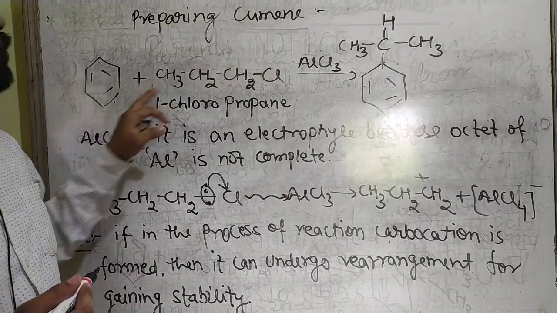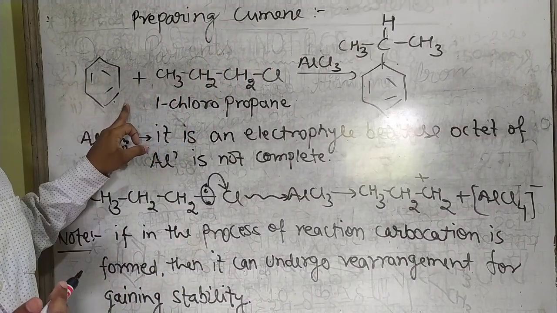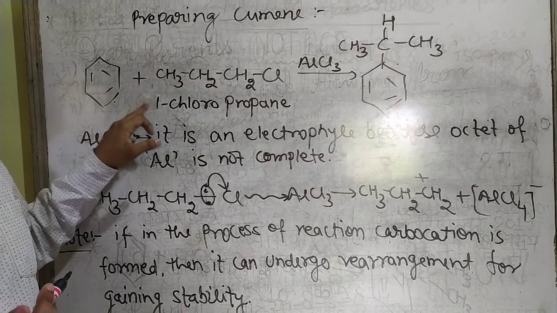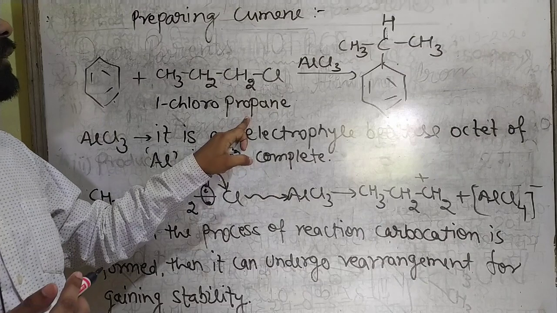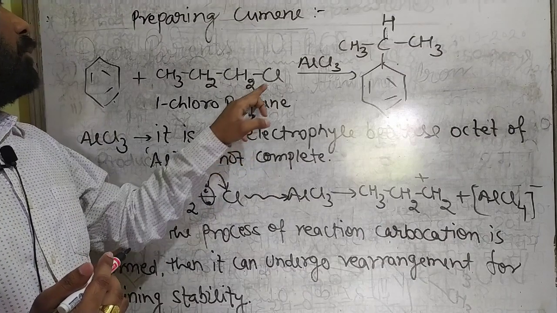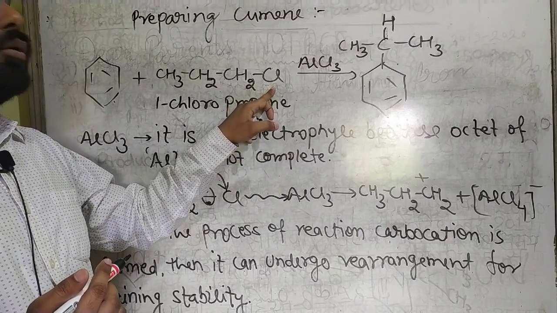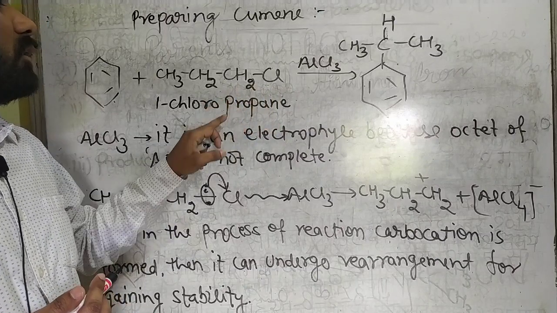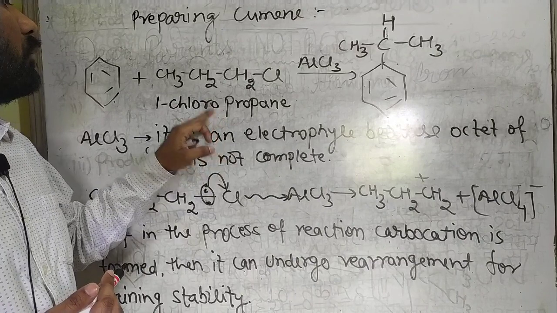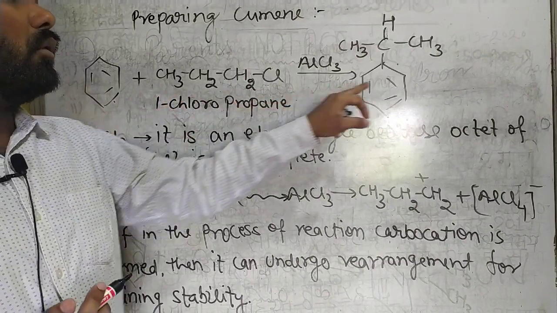Cumene can be prepared by reaction of benzene and 1-chloropropane. It can also be prepared by using propene. Propene can also get added to the benzene to give cumene.